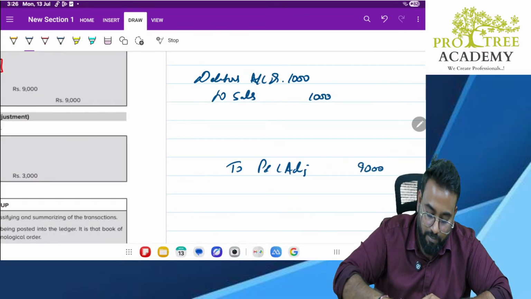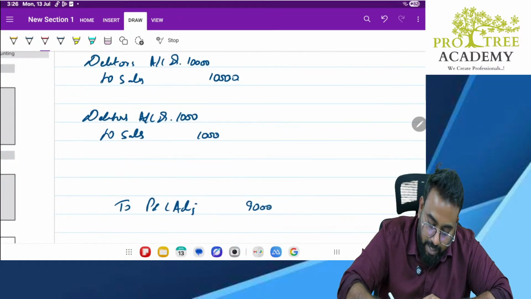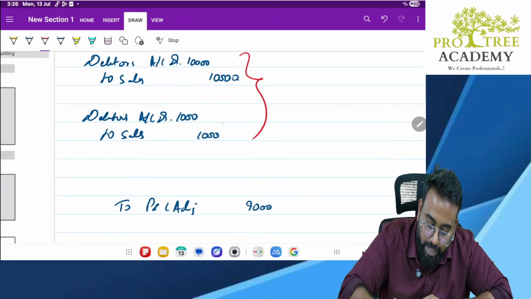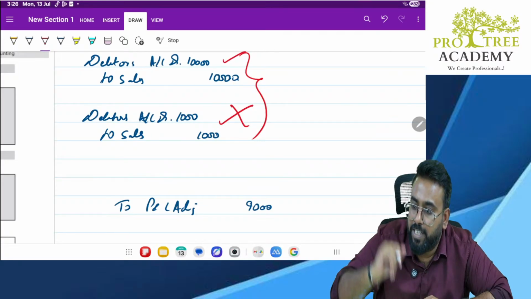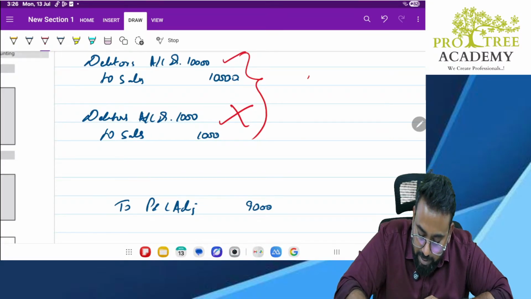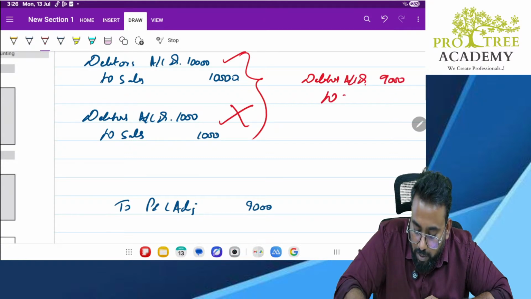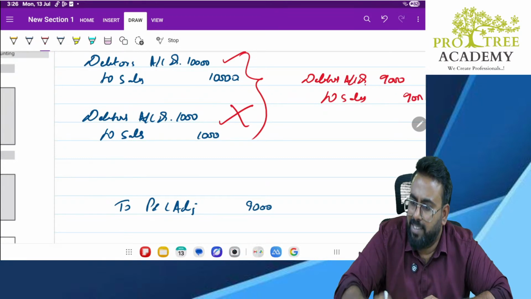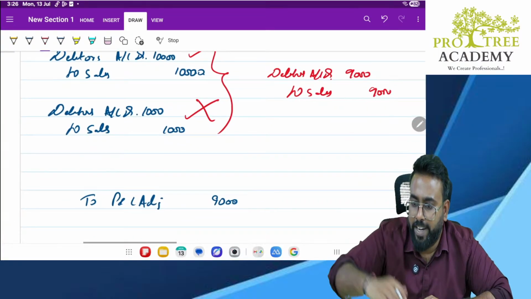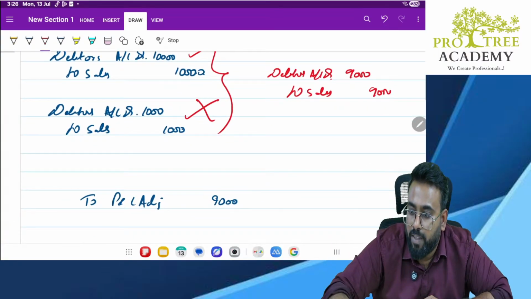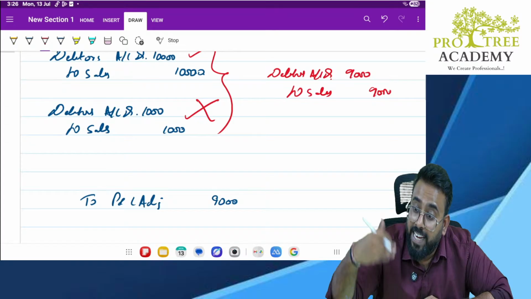In other words, first let's see here only. Sir, if this was the entry you have recorded and this is wrong, but this is the entry you need to record, how do you pass the rectification entry? Simple, sir. I would have done this: Debtors account debit 9,000 to sales account 9,000. Correct? This is what you would have done if you wanted to rectify in that year only. But it is in the next year.